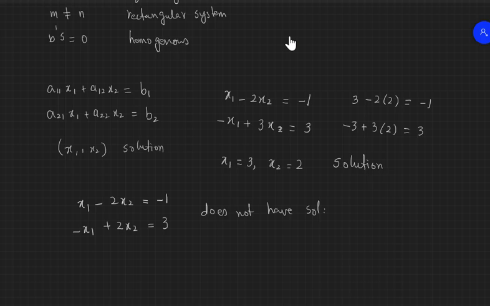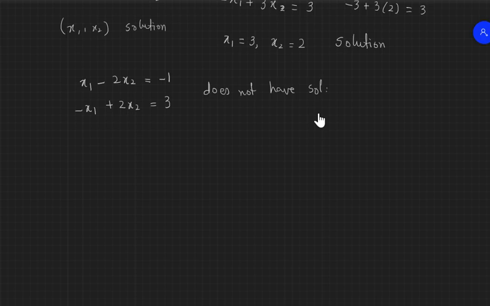So whenever we have a system of linear equations, it is not always necessary that the given system has a solution. Now if the given system has a solution, then the system is called a consistent system. And if it does not have a solution, then the system is called an inconsistent system.